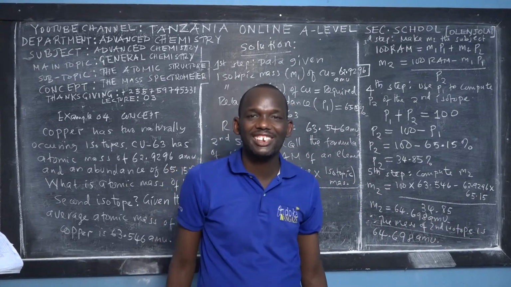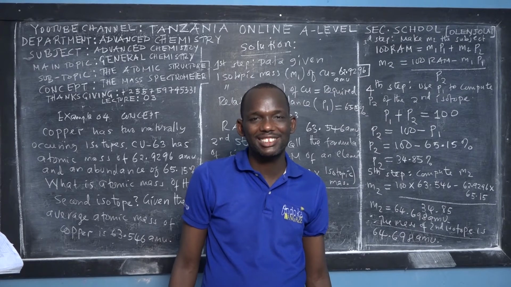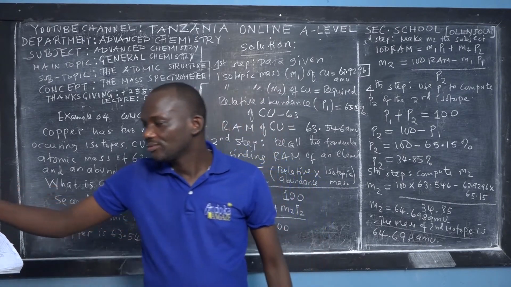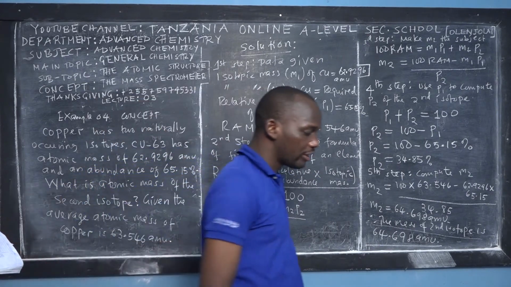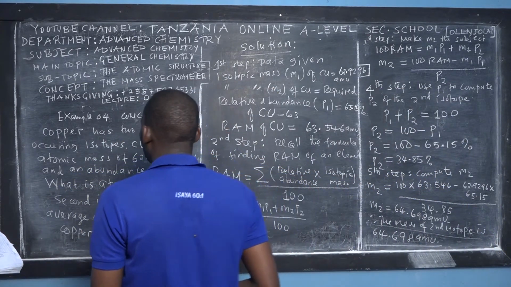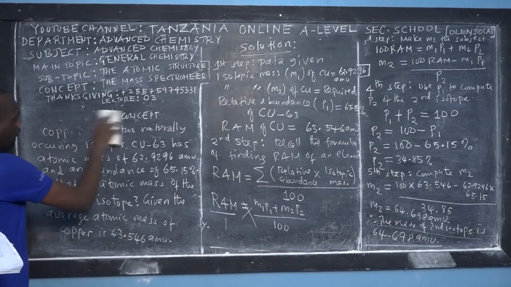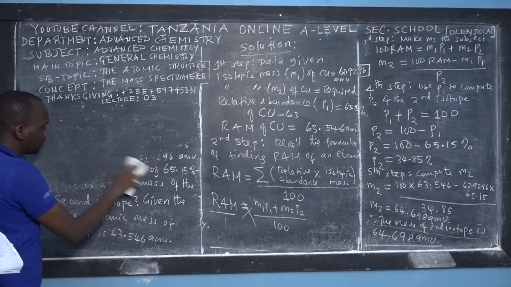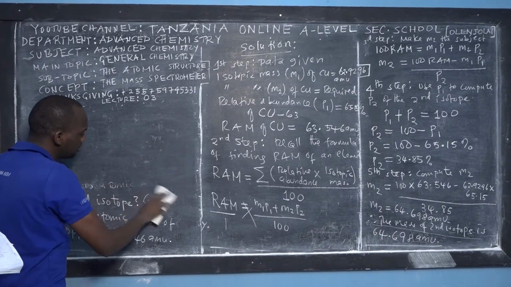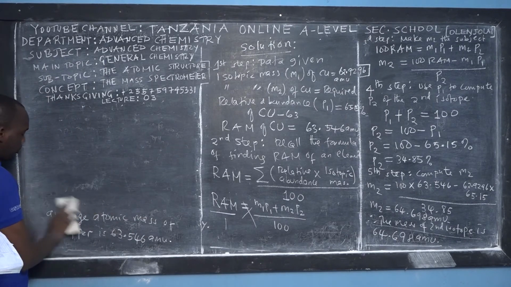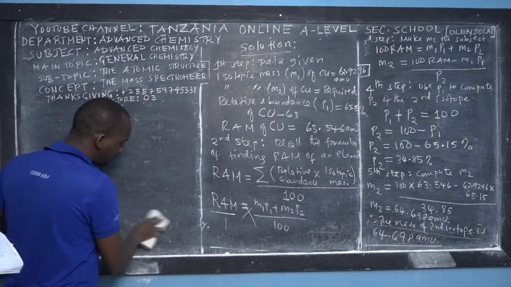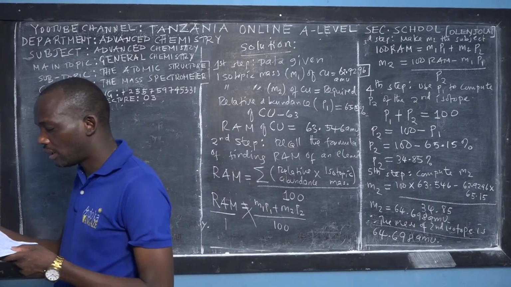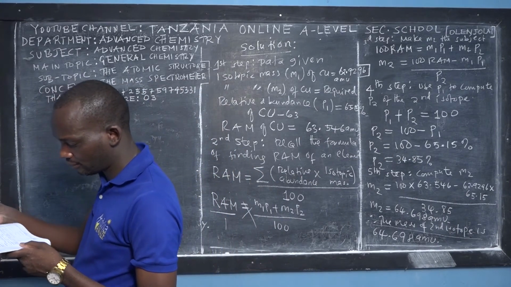I believe that you're enjoying advanced chemistry and you're enjoying the topic of general chemistry. Stay tuned. Okay, so that is all about example 4 of mass spectrum. I believe you enjoy, and I believe that you are getting closer to mastering this concept of mass spectrometer. Okay, so let us go to another question, which is example 5.